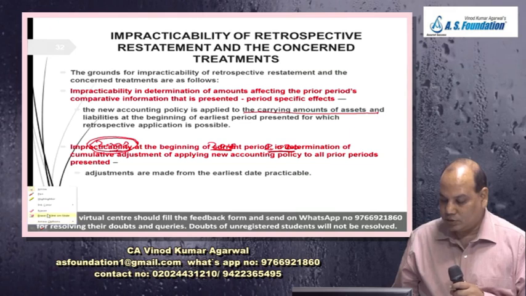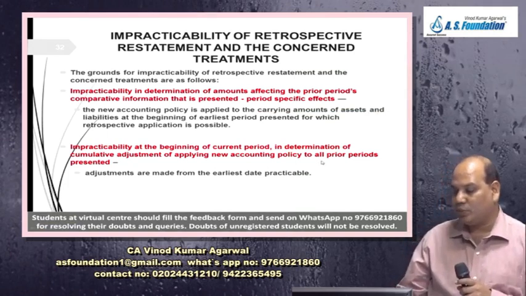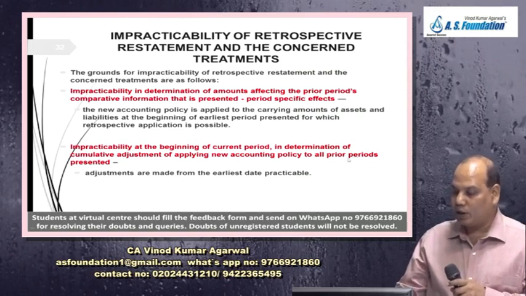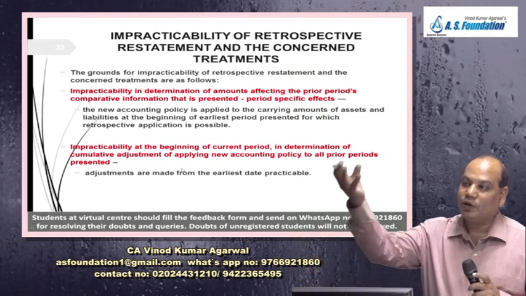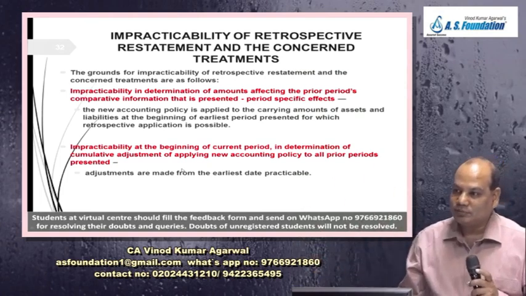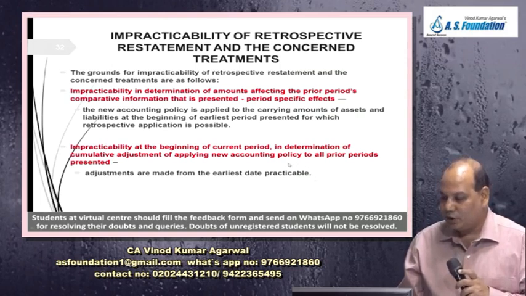And then next is impracticability at the beginning of the current period in determination of cumulative adjustment of applying new accounting policy to all prior periods presented. Because the standard says the opening balance needs to be adjusted. But for that you have to give the cumulative effect of all past years. Go to 2002. Keep making corrections till you reach 2020 beginning. If it is possible, do it.